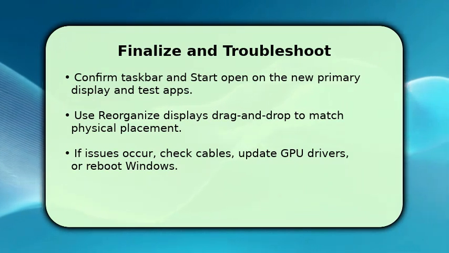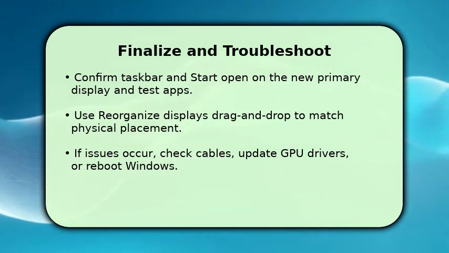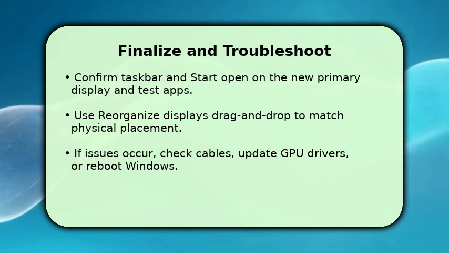If the screens are misaligned, drag the display rectangles in settings so mouse movement matches physical placement. This matters for seamless cursor travel. Finally, if the second monitor won't become primary or behaves oddly, make sure connections are secure, update your graphics drivers, and reboot.